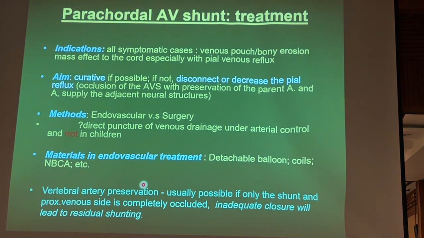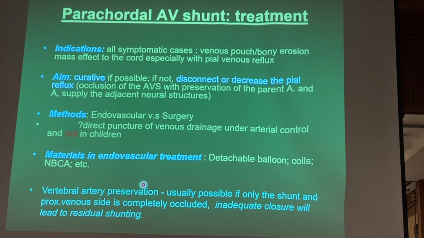So some conclusions: we have seen a lot of paravertebral arterial shunts. We have indication for treatment in all symptomatic cases. We have a gigantic venous pouch usually presenting with mass effect. And we want a curative result if possible, if not, disconnecting or decreasing the pial venous reflux. We still discuss whether endovascular or surgical, but in terms of endovascular treatment, we have a lot of embolic materials to choose.